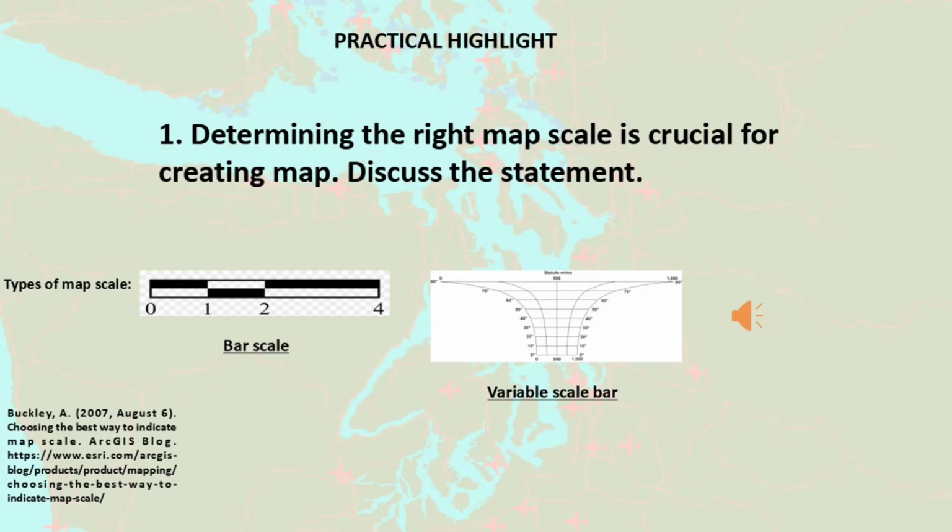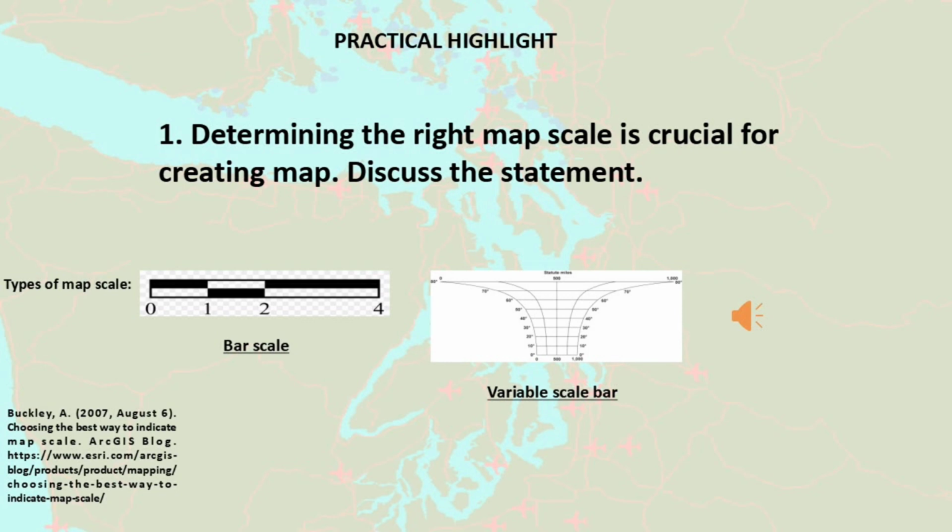The first practical highlight question. Determining the right map scale is crucial for creating a map. Discuss the statement. First of all, there are two types of map scale, which are bar scale and variable scale. And it is important to determine a right map scale because map scale is used to determine the extent to which a geographic region has been reduced from its actual size.